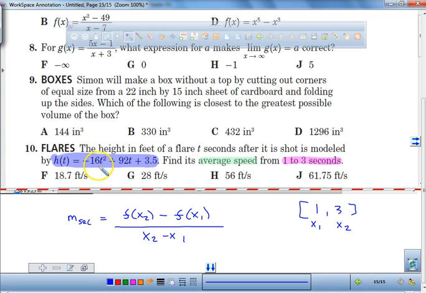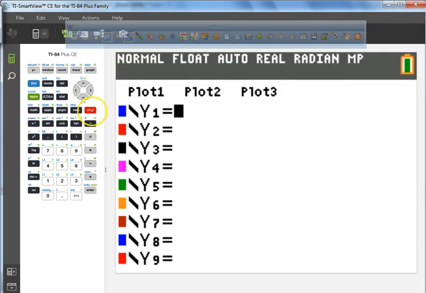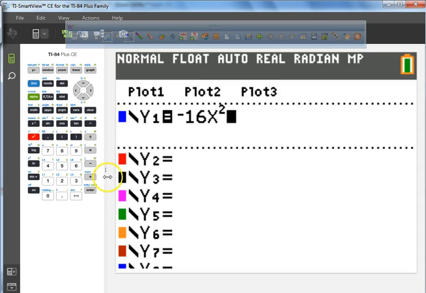First thing, let's type this in the graphing calculator. Y equals, I believe it's negative 16. It says t squared, but I'm going to use x squared right there. Then it has plus 92t, but instead of a t, I'm going to put an x. And then it says plus 3.5.